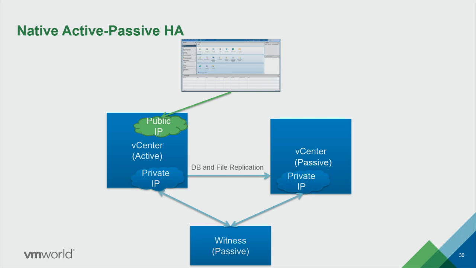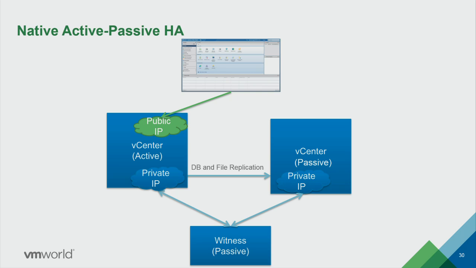Each node has its own private IP. Here, private doesn't mean it's a 192.x.x.x IP; private just means it's not internet routable. So each of them has a private IP, and then there's a public IP on the active that is used by the clients to connect, whether it's a web client, vROps, vRA, or any other client.